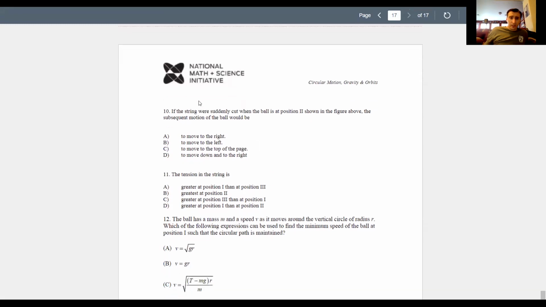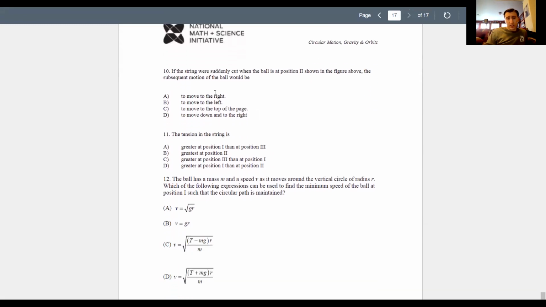Number 11, the tension in the string is. So when we think about the three positions, at the top, think about it. There's tension and weight pulling down. At the bottom, there's weight pulling down and tension pulling directly up. And over here, you have weight pulling down and then tension pulling horizontally, okay? So the point that's going to have the most tension in the string is whenever it has to go directly against the weight, all right, which is when it's at the bottom.